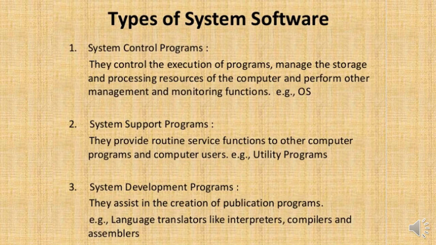Now another one is system support programs. They provide routine service functions to other computer programs and computer users. Example, utility programs. Now what are utility programs? These are system utility software which is required for the maintenance of a computer system. System utilities are used for supporting and enhancing the programs and the data in the computer.